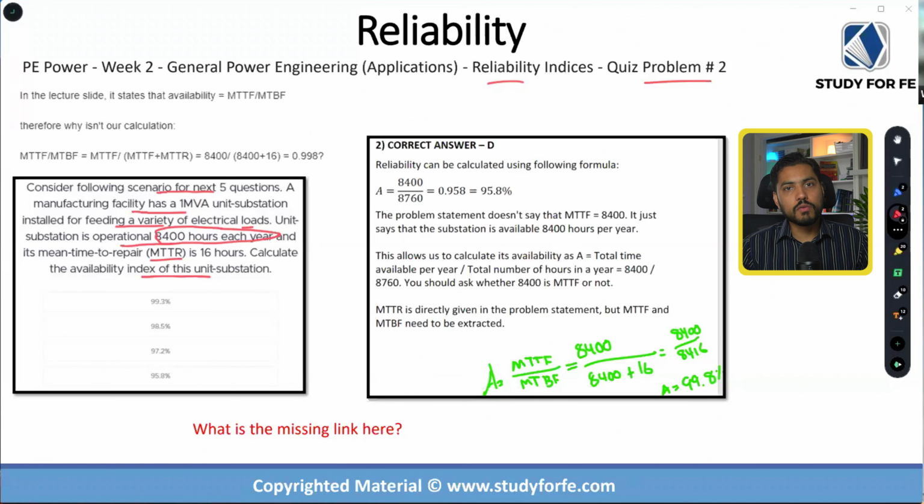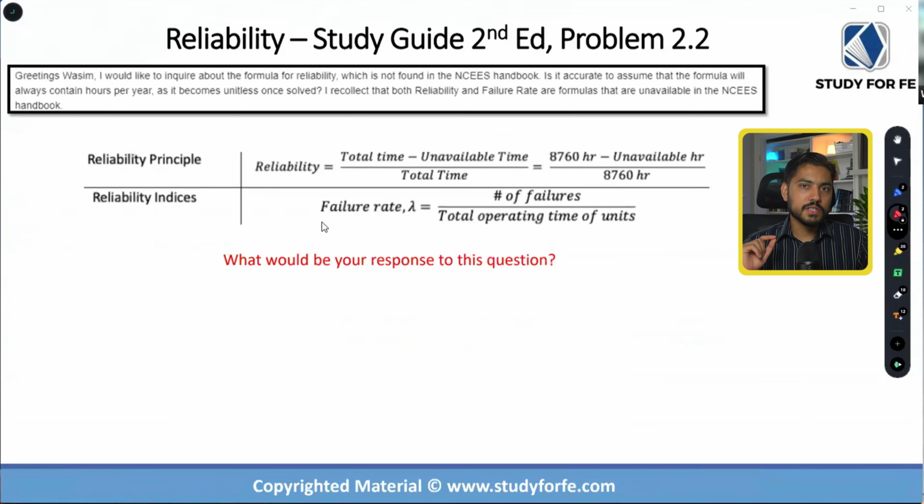If you're studying for the PE Power exam, you know that section number 1, General Power Engineering, and section number 4 are the two heavy hitters on the exam. In this video, I'm going to go over a subtopic within General Power Engineering under applications, which is called reliability. And you'll see me answering some questions that I received from my students during a live training session.